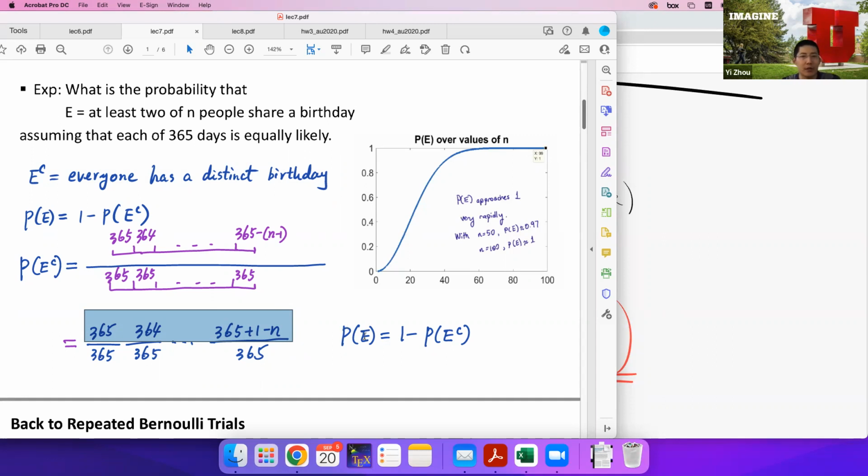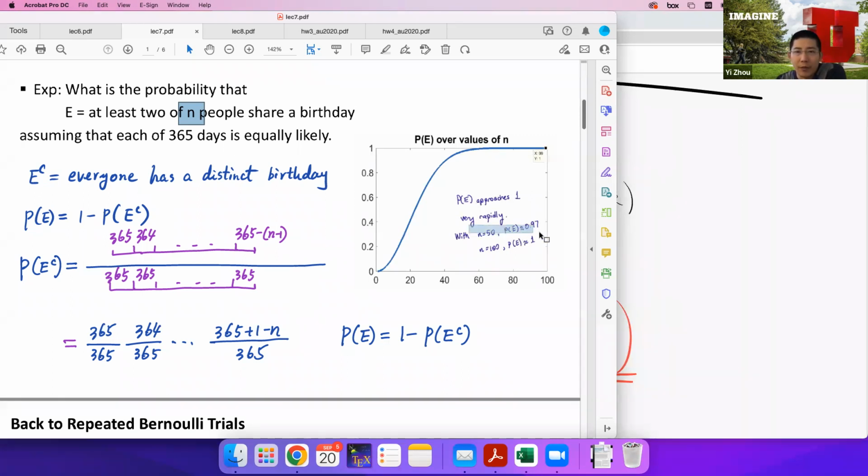And then P(E), now this is P(E complement). Now P(E) is 1 minus P(E complement). So it's 1 minus this big fraction. And if you do a simulation in MATLAB, you can calculate how this P(E) looks over different values of n. n is the total number of people that we consider. Well, you can see that P(E) is almost 1 once we have about 60 people.